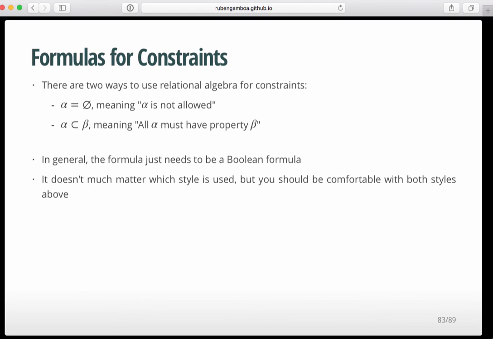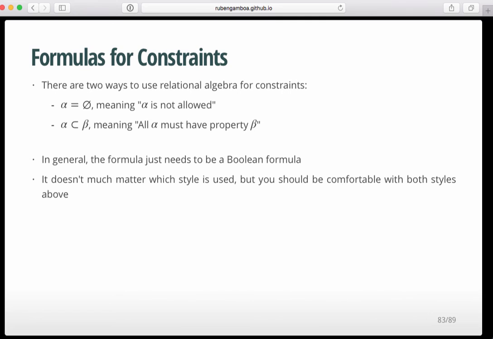So here are formulas for constraints. We have two ways to do it. You could probably come up with more, but these are the two that are often used in databases. The first one is some expression should return nothing, okay? So alpha is equal to empty. What that means is alpha is not allowed, okay? So you use a relational algebra expression to specify the bad things, right? And then that should be empty because there should be no bad things in our database, okay? The other possibility is to say alpha is a subset of beta. What that means is that every single row that has the property alpha must also have the property beta.